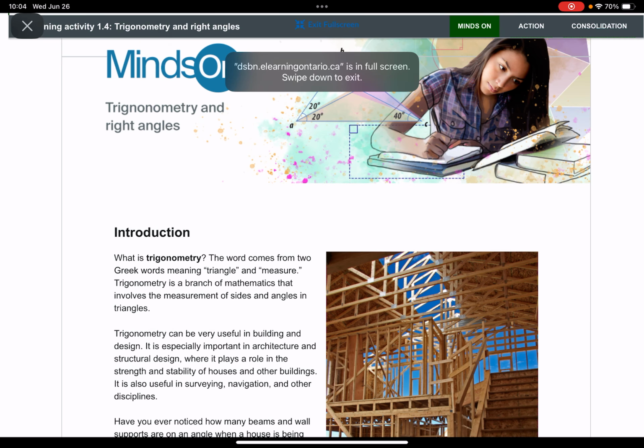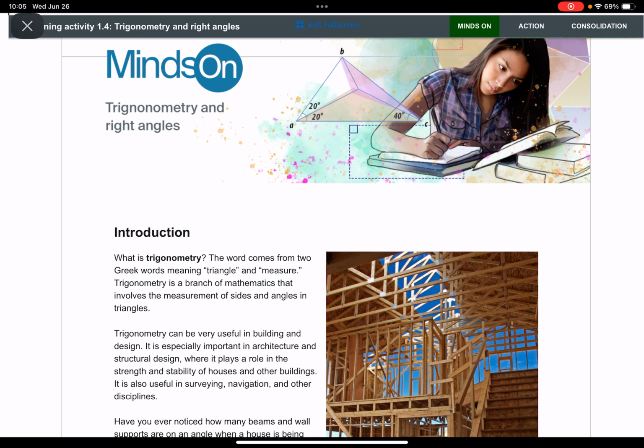So for the first topic of trigonometry, you're mostly looking at right angle triangles and you're using both SOHCAHTOA, sine, cosine, and tangent ratios to solve for an angle and/or a side length. So what you'll notice is your Minds On will start to encompass just different ways to look at triangles and where the actual field of trigonometry comes from.